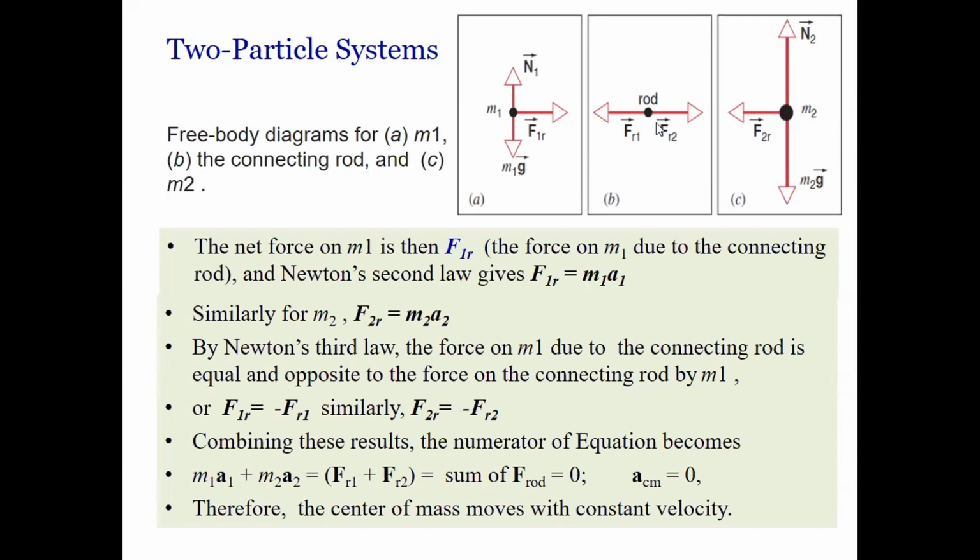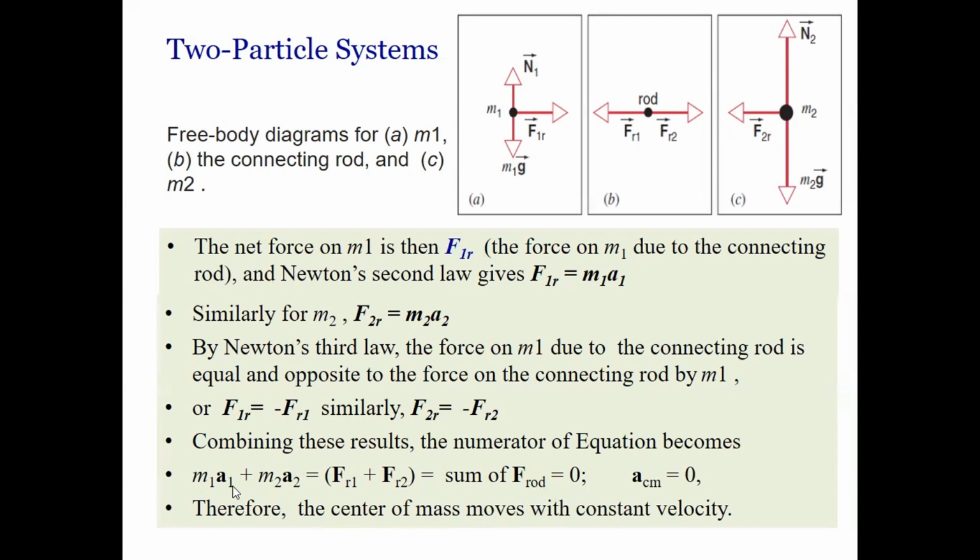Similarly, if we look at the rod, there are two forces, FR2 and FR1. These are the force due to the rod on mass M2, and the force due to the rod on mass M1. They are equal and opposite to the forces shown. So we can write F1R is equal to minus FR1. Similarly, F2R is equal to minus FR2. Combining these results, the sum of these two forces is equal to 0.